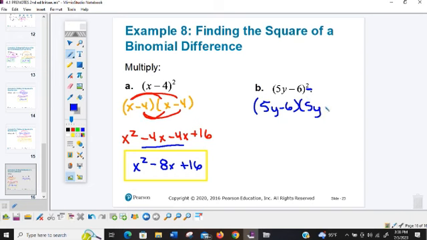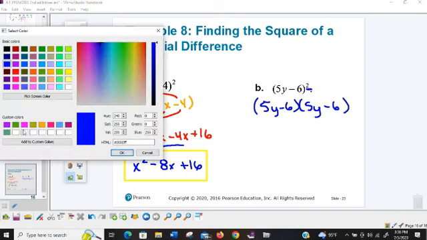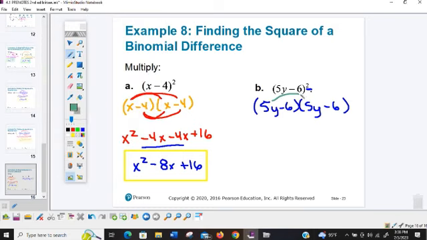Write it twice. There's a special formula for it, but you really don't have to memorize the formula. You can just FOIL it out. 5y times 5y gives me 25y squared. 5y times negative 6, when I do the outside, is negative 30y. Negative 6 times 5y, when I do the inside, is negative 30y. And last, negative 6 times negative 6 is a positive 36.